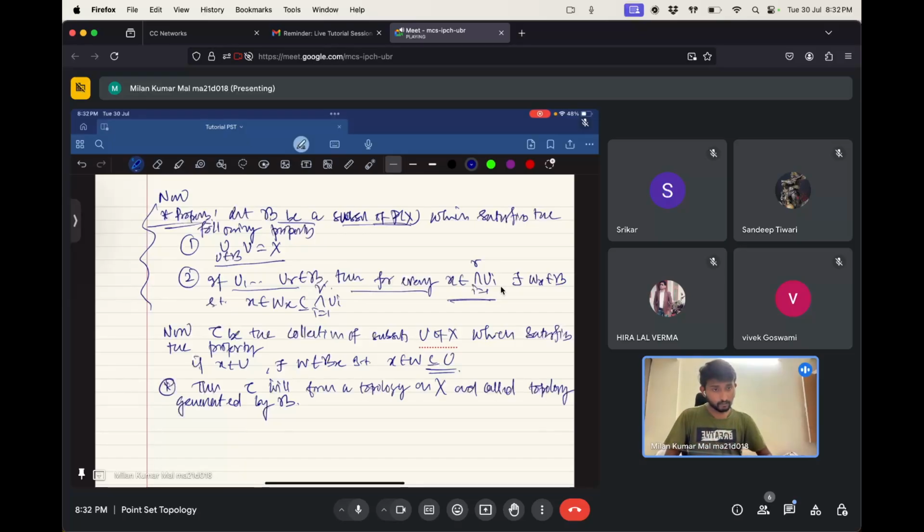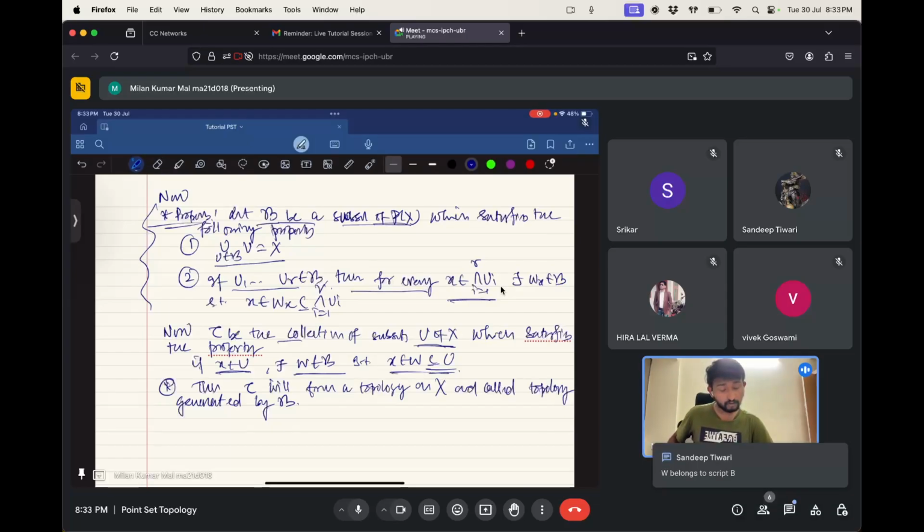Now, if script beta is a collection of all those sets, and tau is another collection of subsets U of X which satisfies the property that for every x belonging to U, I will find an element W belonging to script beta such that x belongs to W and W is a subset of U. So for this type of collection, if I take tau to be the collection of all those sets which satisfy this property, then that will form a topology.